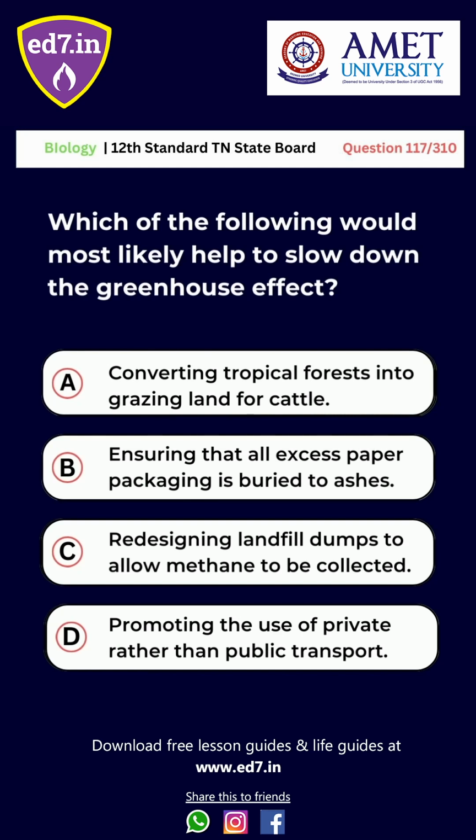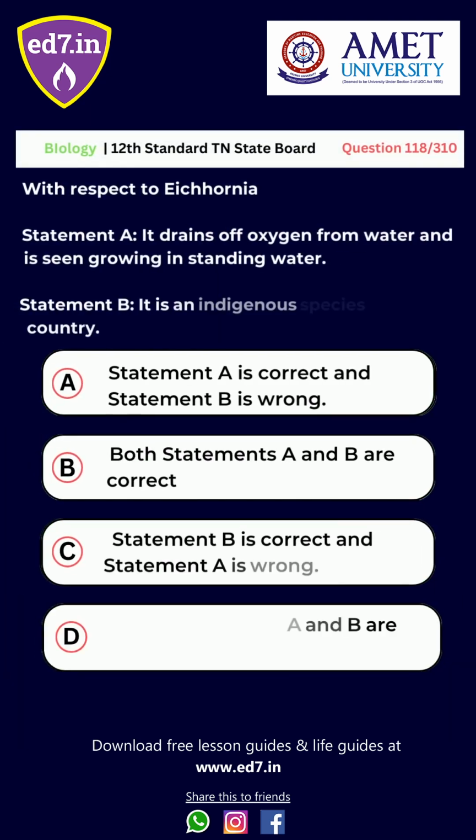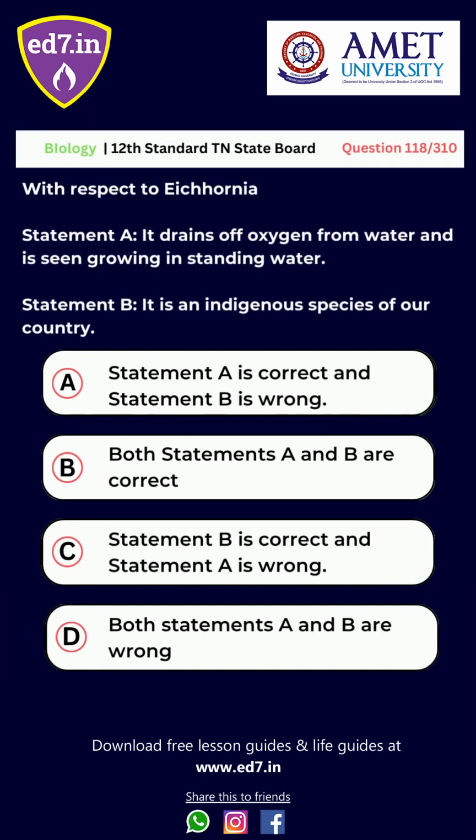And the right answer for this question is option D, promoting the use of private rather than public transport. Question number 118. With respect to Eichhornia, statement A. It drains oxygen from water and is seen growing in standing water. Statement B. It is an indigenous species of a country.